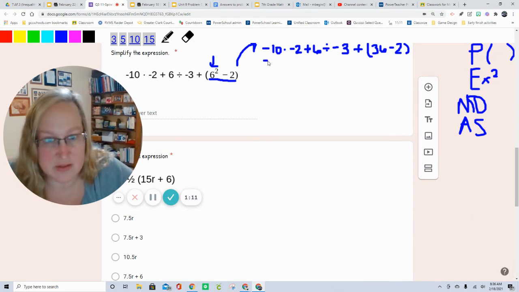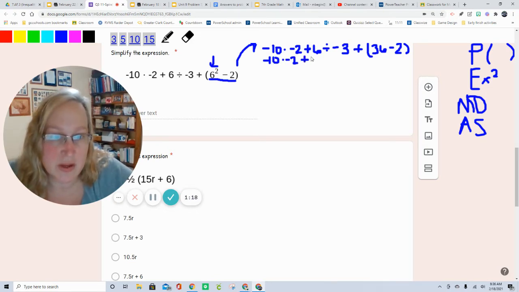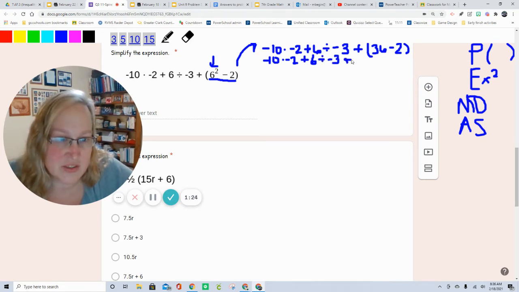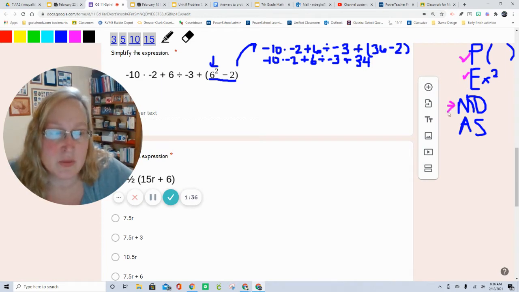So I got to write all this stuff back down again with a mouse. Sorry, it looks terrible, but I'm doing the best I can with the situation that we have. And 36 minus 2 is 34. So I'm just going to get rid of the parentheses. I don't need it anymore. So my next step, I've done the parentheses, I've done the exponents. The next step is to multiply and divide from left to right.